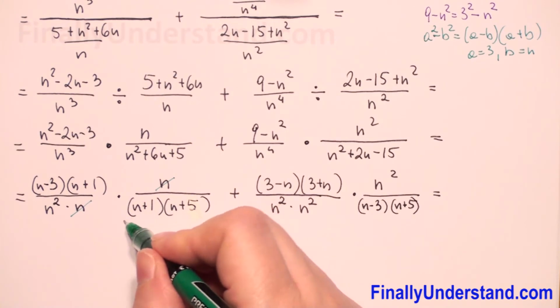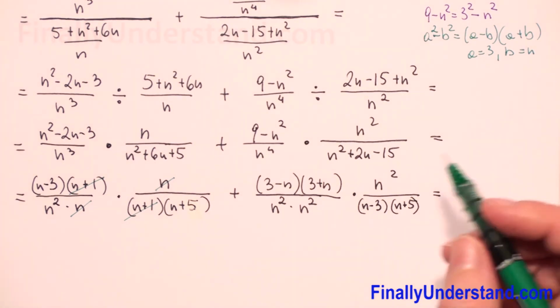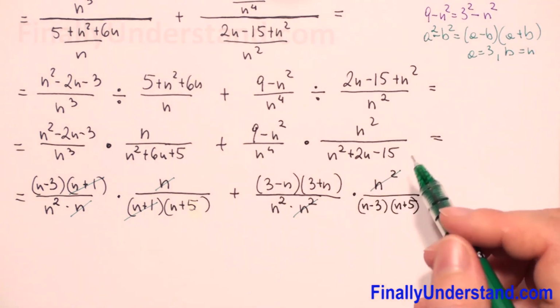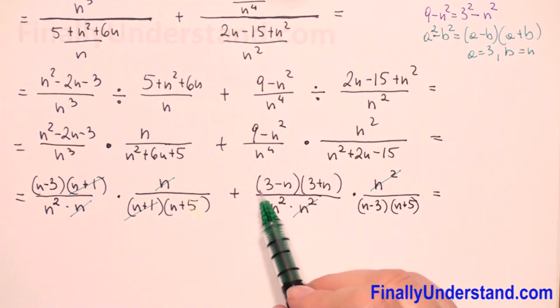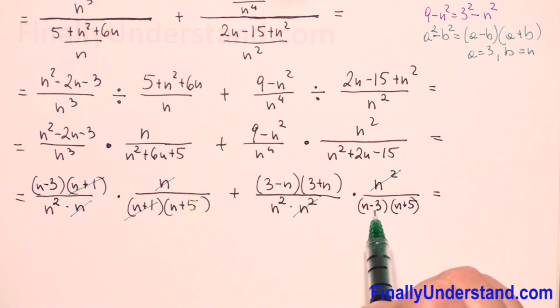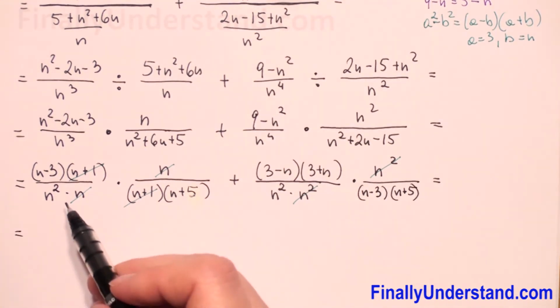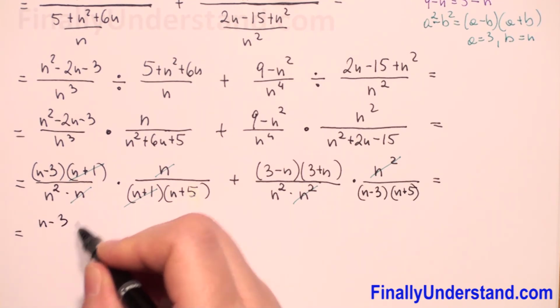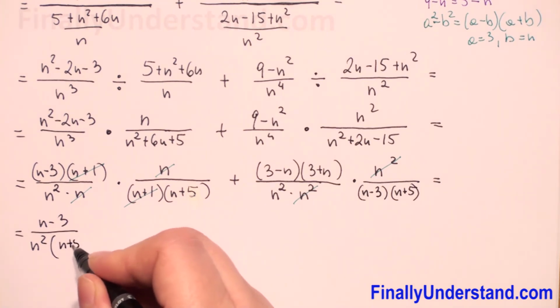We can cancel out n plus 1 with n plus 1. What else we can reduce? N squared with n squared. And here we have 3 minus n and n minus 3, so we have the same number and variable, different signs. So we can factorize negative sign from this term, and we will get the same what we have here. So let's copy the beginning. We will have n minus 3 in the numerator over n squared times n plus 5 only.